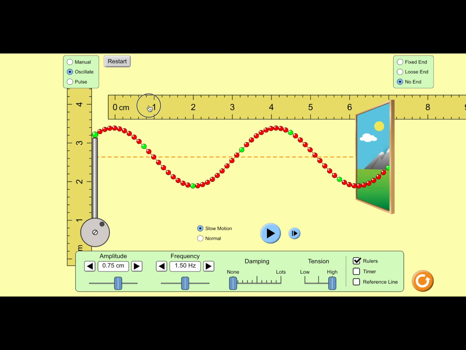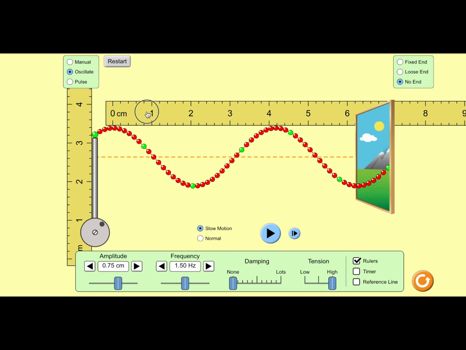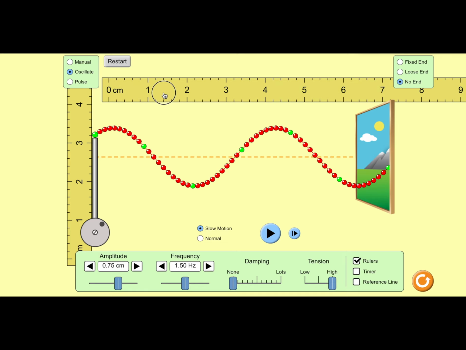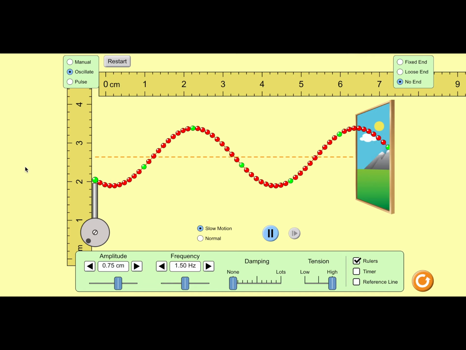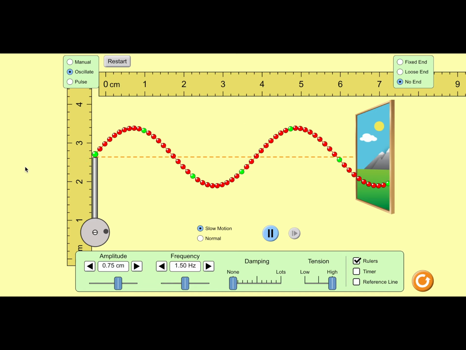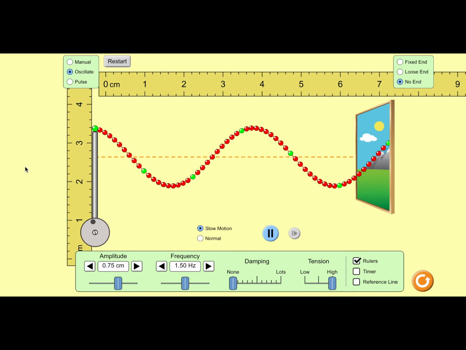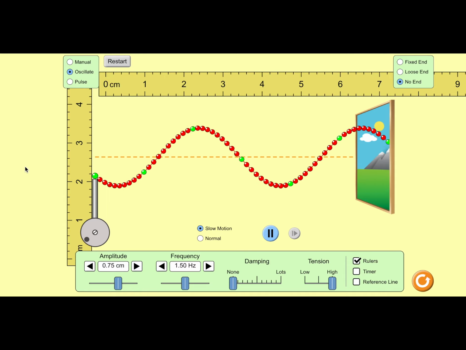If we want to measure this exact distance, we can take our ruler, place it at our crest, and find the next successive crest, which is here. This distance is 4.2 centimeters, and that is the wavelength of this wave. Another important thing to state from here is that the particles, as you can see, are moving up and down, and that means that they're vibrating up and down.